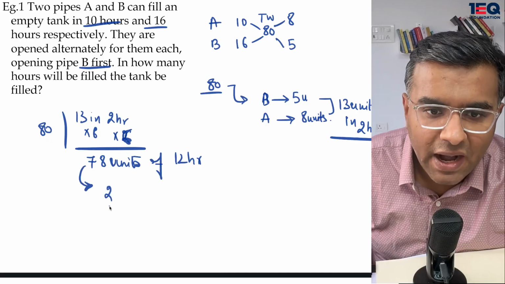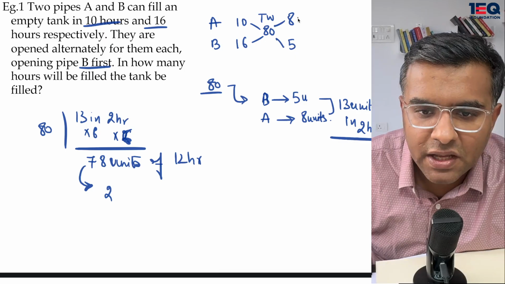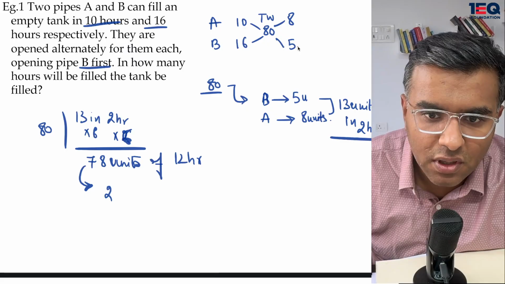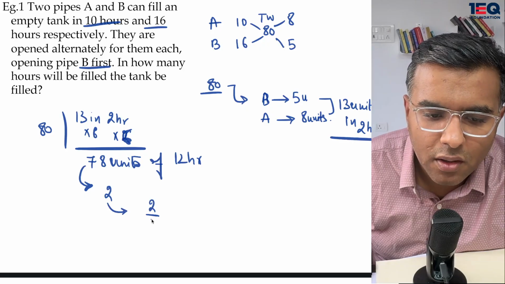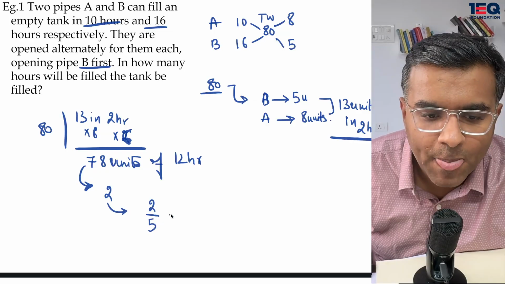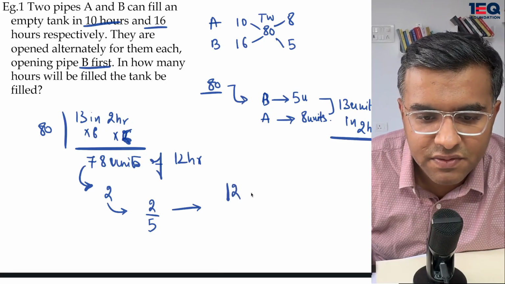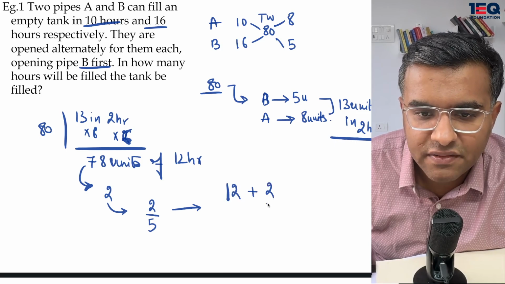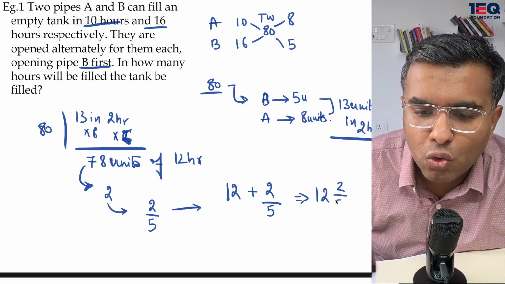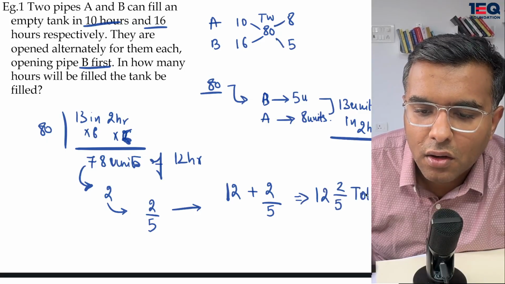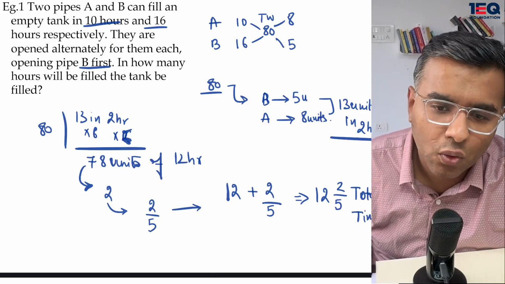At that time, B would again come into the picture. So these 2 units of work would be done by B. Going one more step ahead: 12 hours was the time for the work done, plus 2 units of work were left, and B's contribution was 5. So I can simply say that 12 and 2 by 5 is my total time.